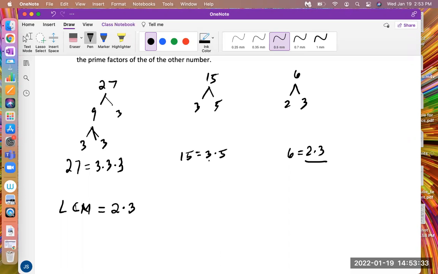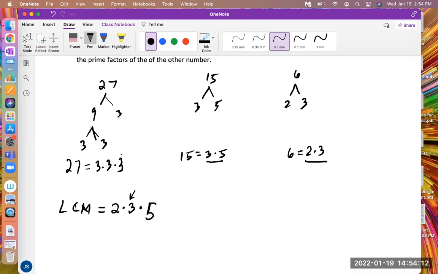Now I need to look at 15. In order for this least common multiple to be a multiple of 15, it has to contain all the prime factors of 15, namely one 3 and one 5. It already has a 3 down here, so it doesn't need another 3. So we just put the 5 down here. Now it has a 3 and a 5, so it does contain all the factors of 15. The factors of the 6 can overlap with the factors of the 15. That's okay.